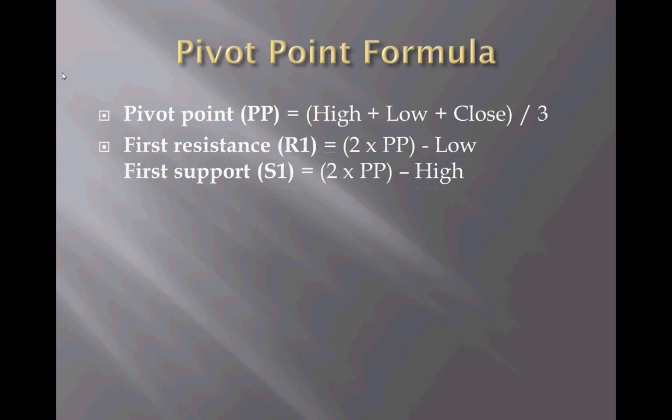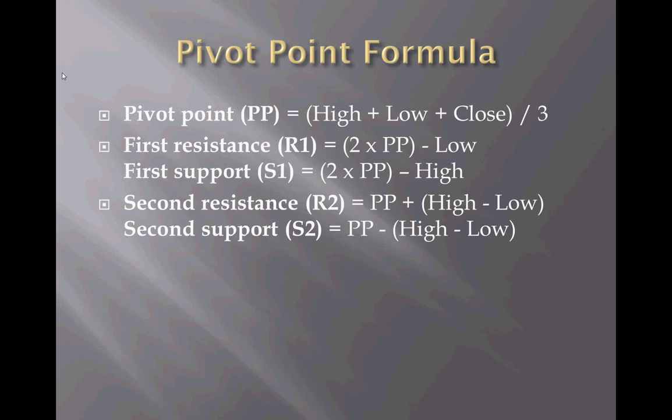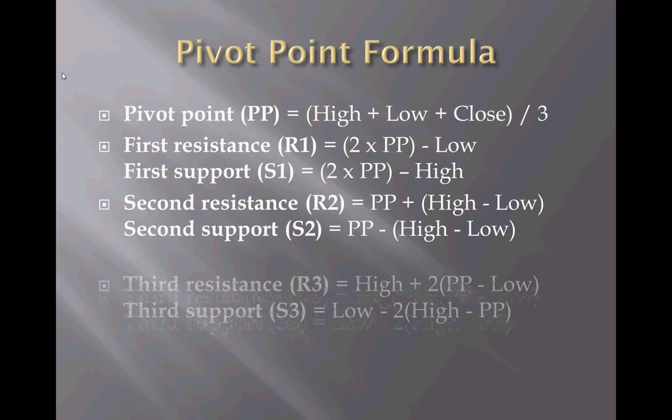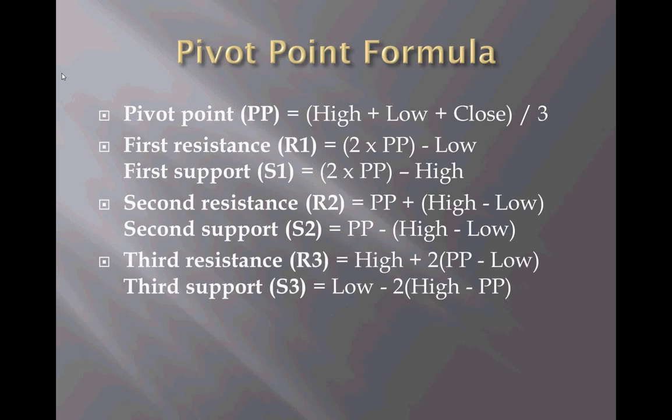Support and resistance levels are then calculated off the pivot point, like so. The second level of support and resistance formula is here. And the third level is here. Keep in mind that some charting software plots intermediate or midpoint levels. They are basically mini levels between the main pivot and support and resistance levels.